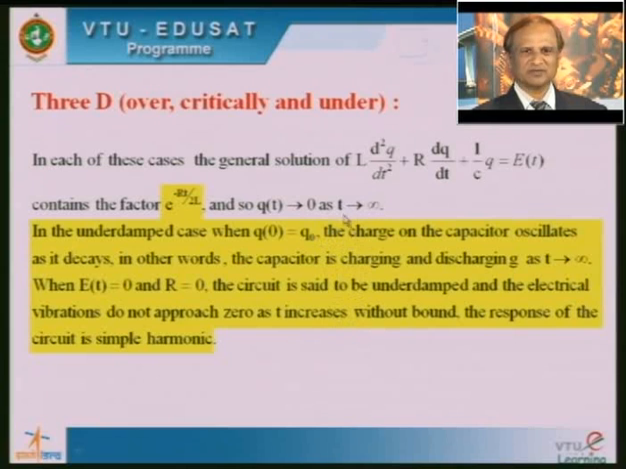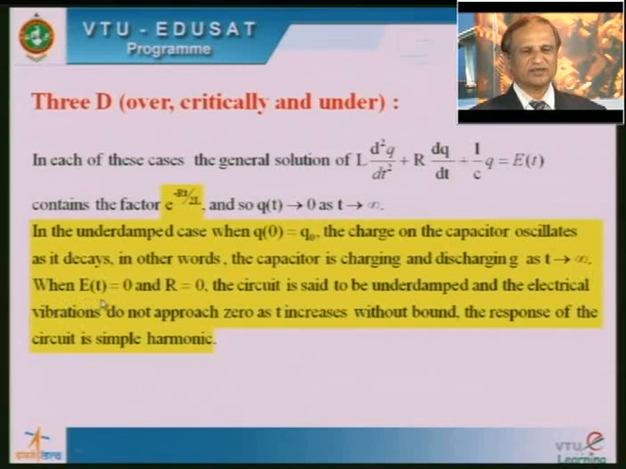It means spring, how the spring moves in downward and upward direction, as I have explained in the earlier cases. Exactly in the similar way, the charge may tend to an equilibrium position, right? The charge on the capacitor oscillates and finally it decays. It means it tends to 0, right? In other words, the capacitor is charging and discharging as t tends to infinity.